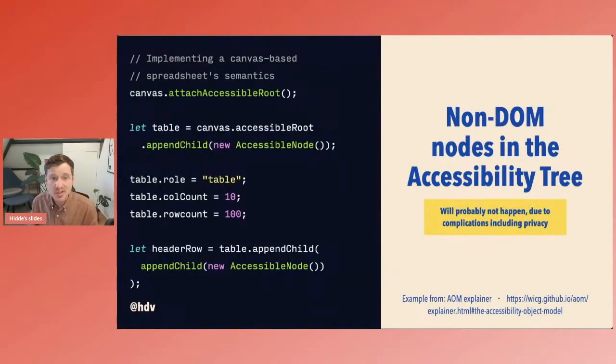Also goes for non-DOM trees or non-DOM nodes in the accessibility tree. You would be able to kind of make your own accessibility tree without having any markup. Relevant for things like a spreadsheet application that uses Canvas and doesn't have any DOM. You could do all of that in accessibility object model. But this is again something that would have complications, including privacy, because that might leak to the developer that someone has a disability, and that's not something we want to do as part of the web. That's all stuff that we need to consider when we introduce new APIs.